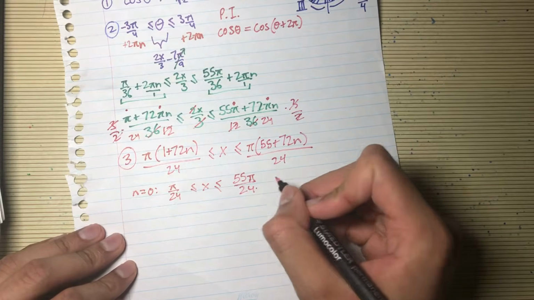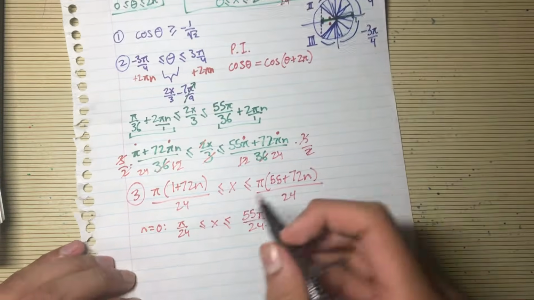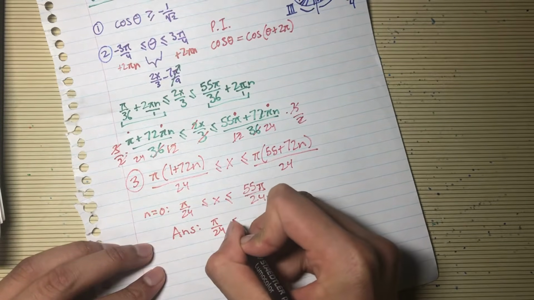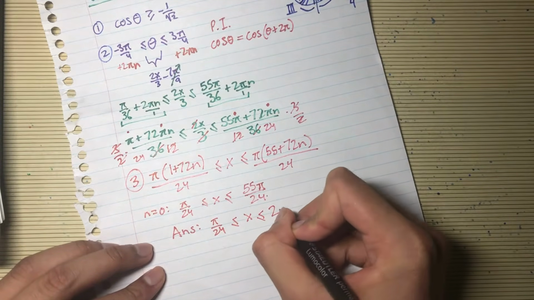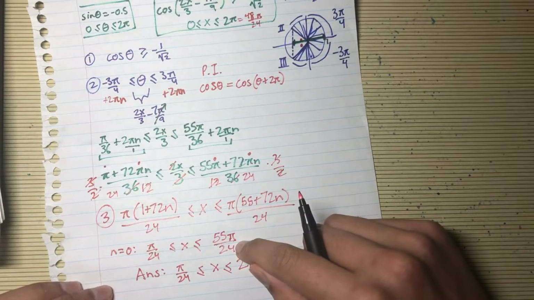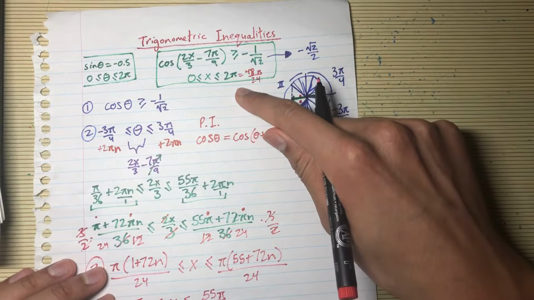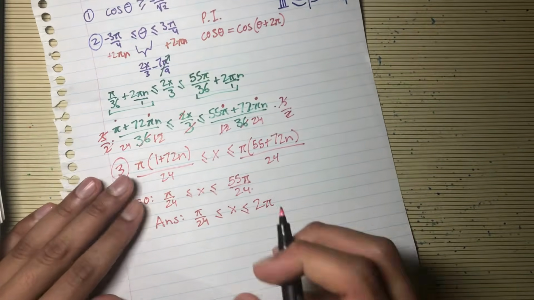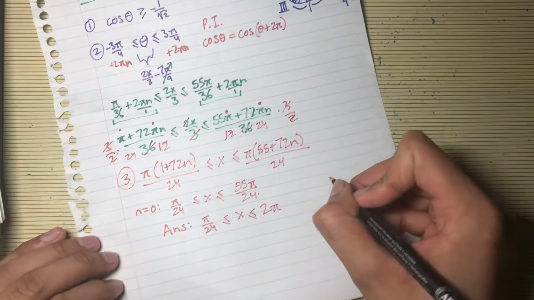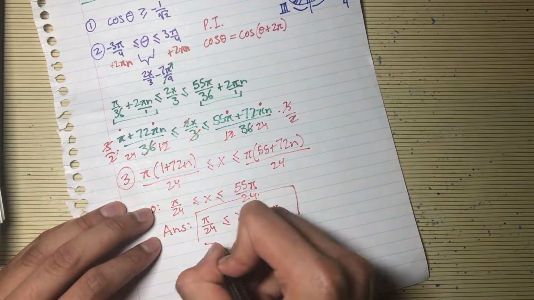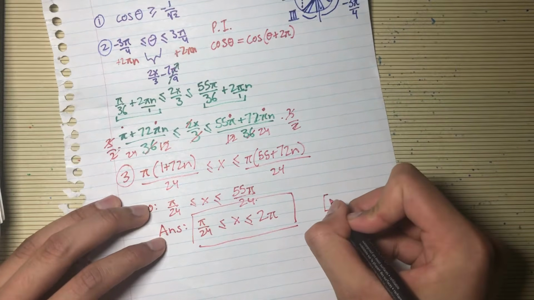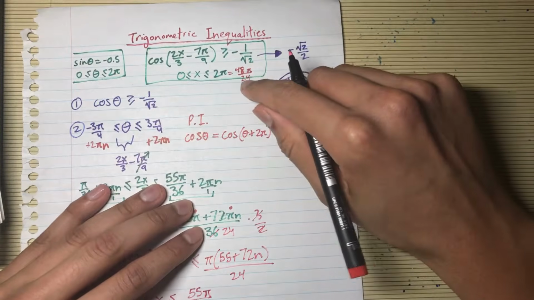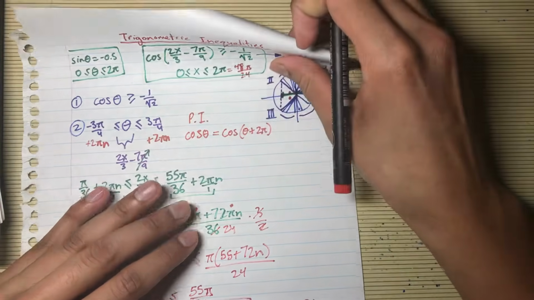Since this is greater than our bound on the restriction, our answer gets restricted to pi over 24 is less than or equal to x, which is less than or equal to 2 pi. Once again, this is larger than 2 pi, hence we have to deal with the restriction and change it to 2 pi. Okay, so now this is our answer so far, and you might be wondering, okay, what about the interval from 0 to pi over 24? Don't we have to test that? Because it's still within the valid interval.